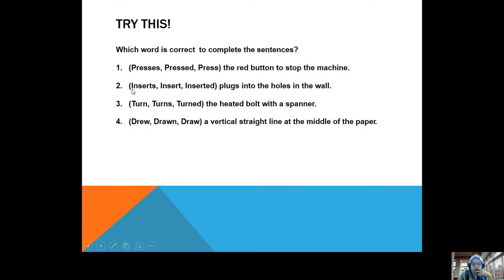Kalau kat depan dia tak ada pronoun, contohnya macam he inserts the plugs into the holes in the wall, itu tak apa. Ni turn the heated bowl with a spanner. Draw a vertical straight line at the middle of the paper. Remember that you need to use the present tense.